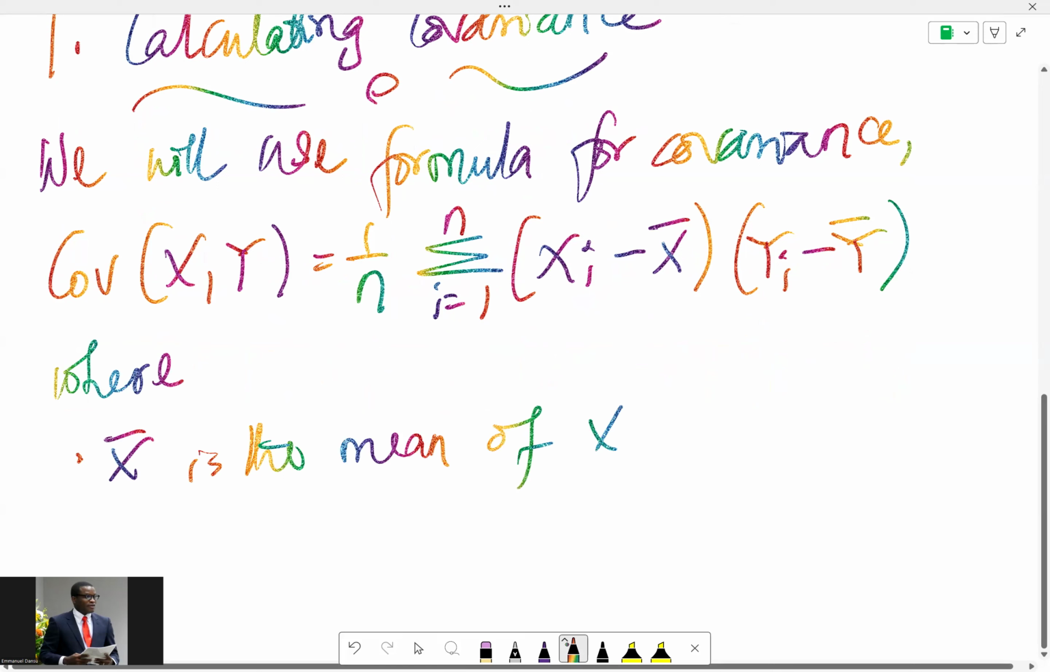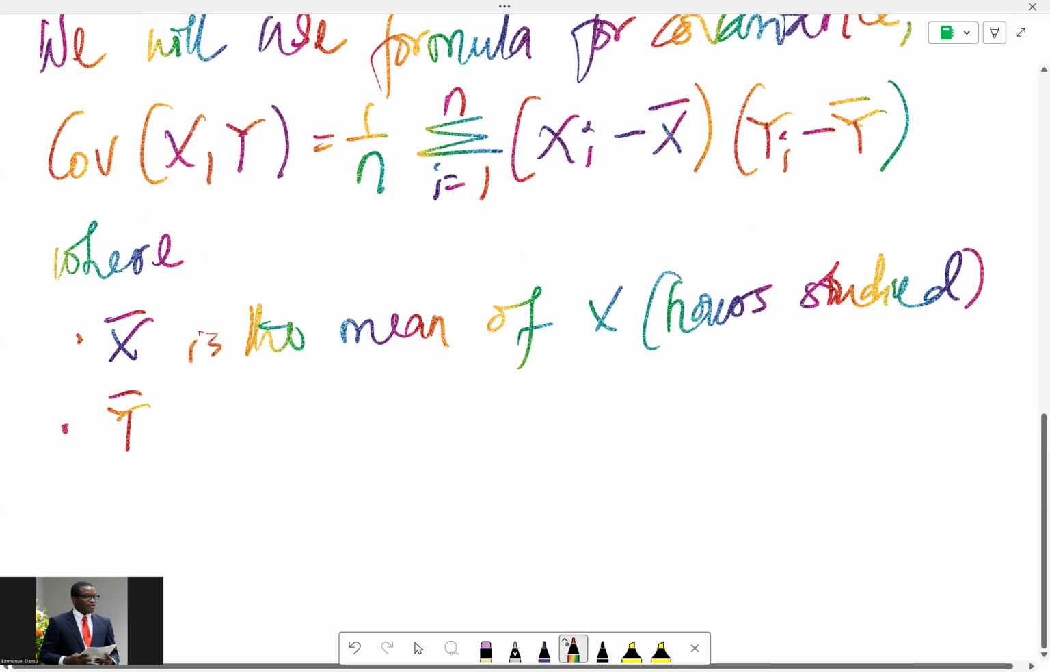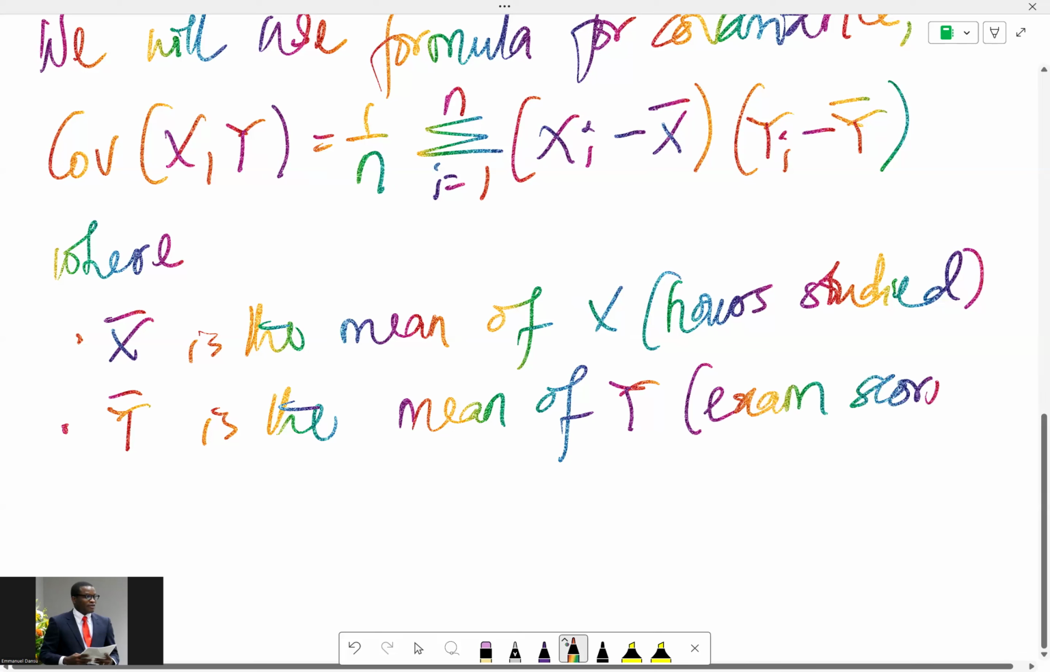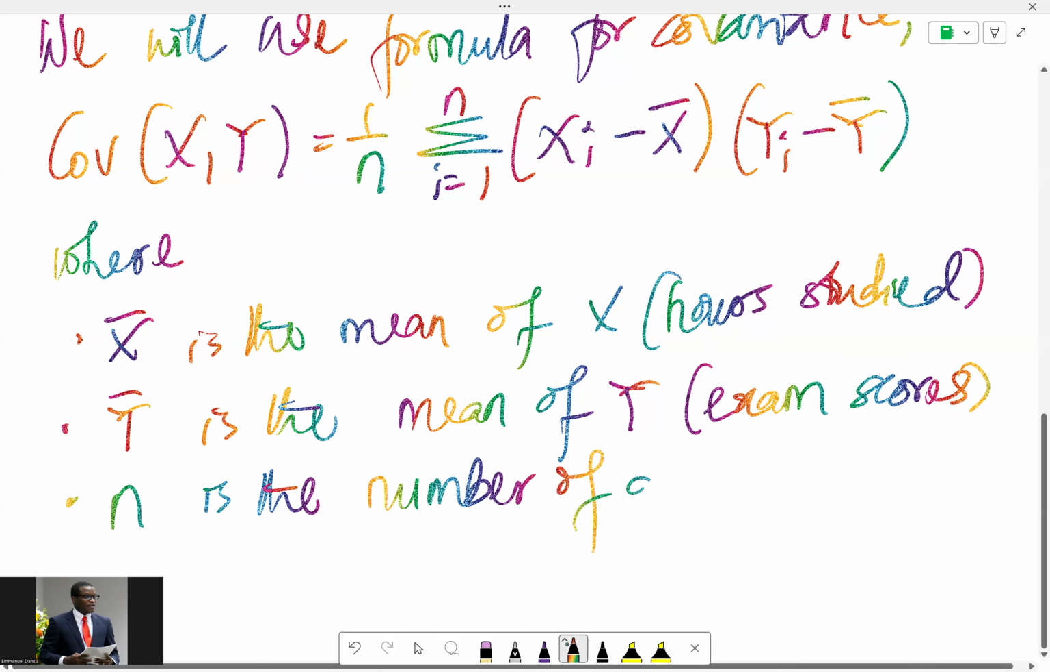Here we understand that x bar is the mean of x, that's the average number of hours studied by the 5 students. Then we have y bar, which is the mean of y, that's the average exam score of the students. And then we have n, which is the number of data points. That's simply the number of students we are considering. So that's 5 students, that's 5 data points.